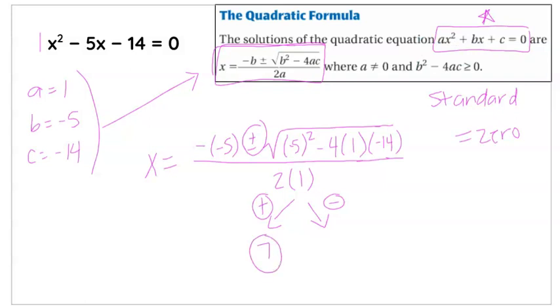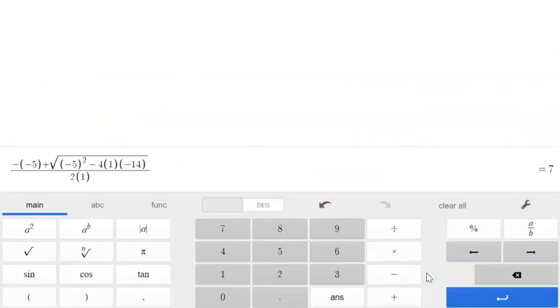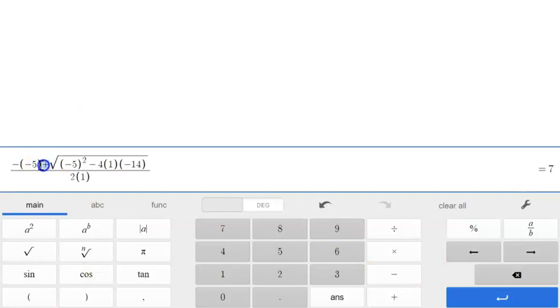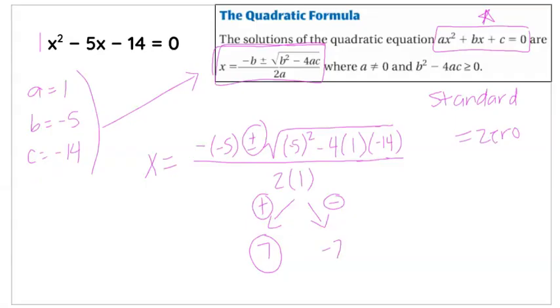And now I'm going to go back to my calculator. This is the reason why I want you to use this calculator, because it's really easy to just go and change this plus sign here to a minus sign. And then we can get our second answer, which is -2. So x is equal to -2, 7. This is an example when a quadratic equation has two solutions.